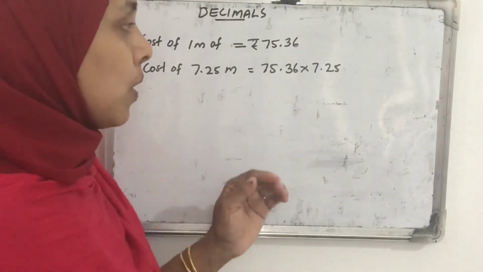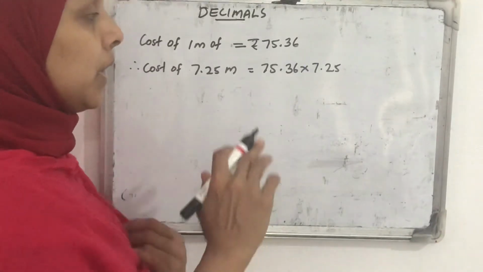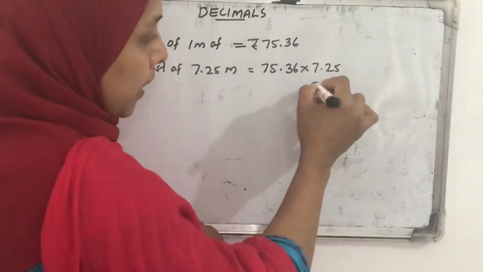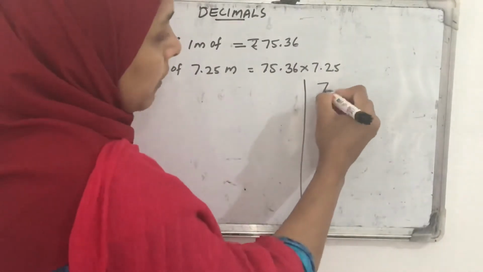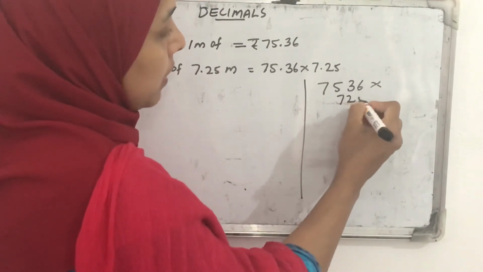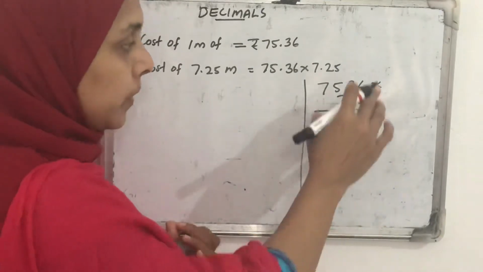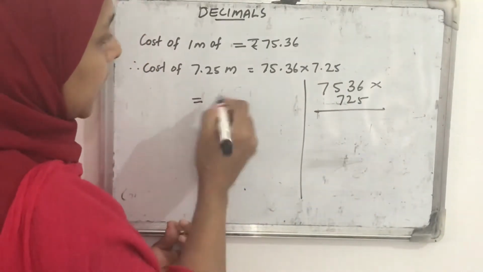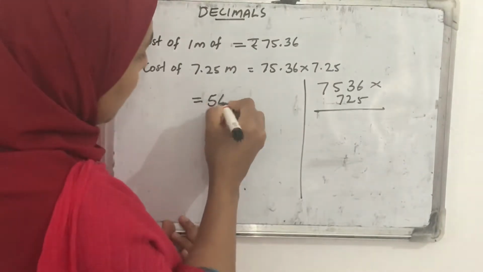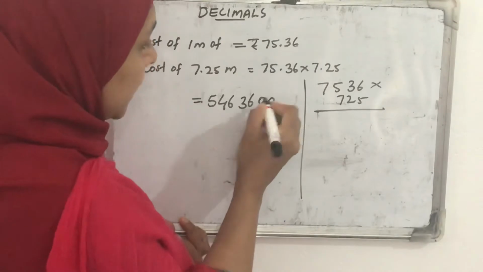Then what is the rule of multiplication of decimals? Yeah, first we multiply the numbers by avoiding the decimal point. So we are multiplying 7536 with 725. Do this multiplication. Okay, in the working column you can do that multiplication. You will get the answer of this type, 546300. This much you will get as the answer.